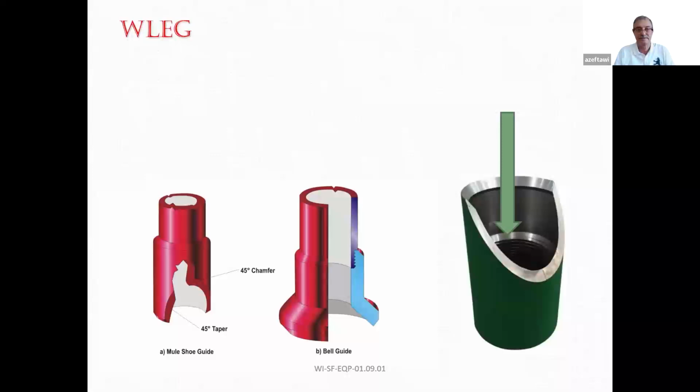Wireline entry guide. The wireline entry guide is the last piece in the completion. I don't like its name, actually, because it is not only a wireline entry guide. They call it wireline entry guide because the slick line, I believe, was invented before coil tubing. The slick line was invented back in 1932, while the first prototype of coil tubing was in 1962. So if coil tubing had been invented before wireline, the name could be coil tubing entry guide.